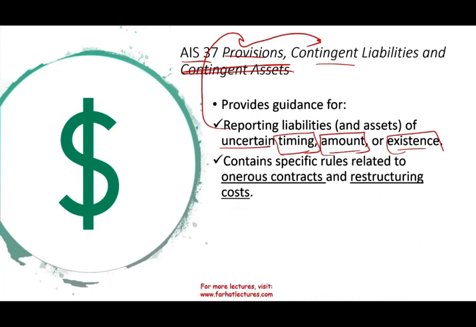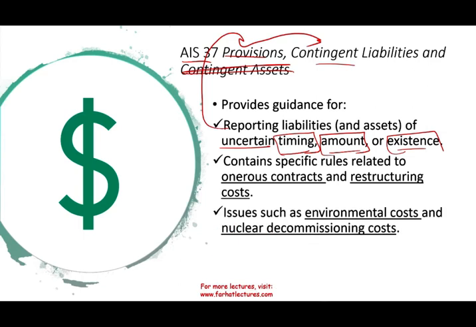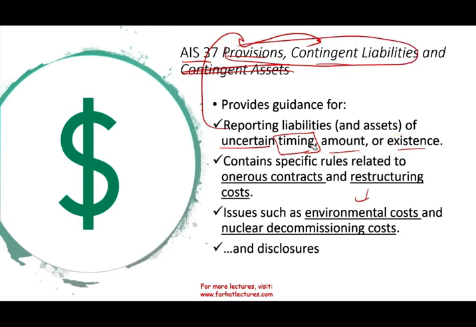Also, it contains specific rules related to what's called an onerous contract, which I will talk about in the next session, and restructuring costs. I will talk about this in the next session. Issues that deal with environmental costs, which are environmental liabilities, and disclosure. How much do we need to disclose? So in this session, I will focus only on provisions and contingent liabilities. They're in the same boat, because they talk about liabilities that are uncertain in terms of time, amount, or even existence.